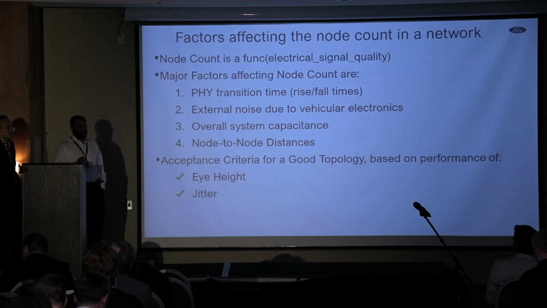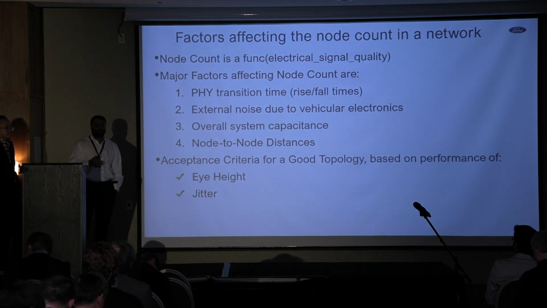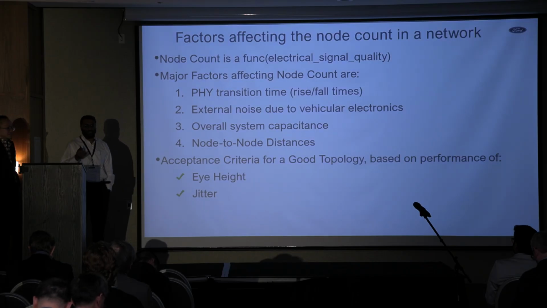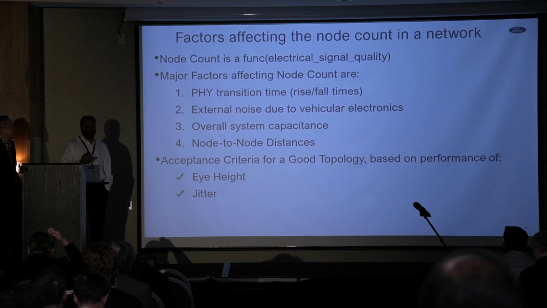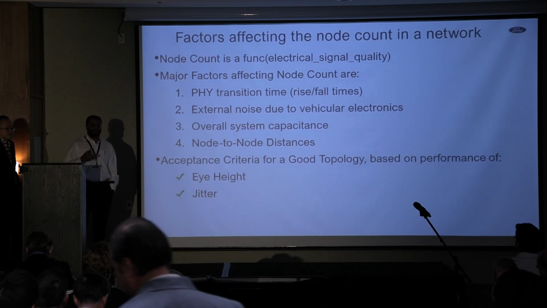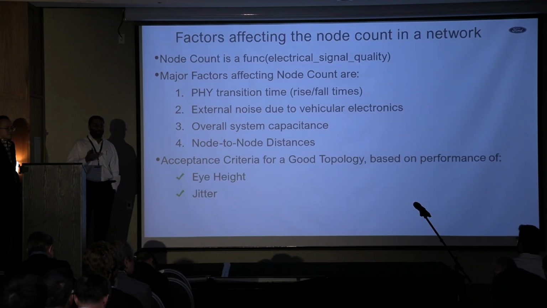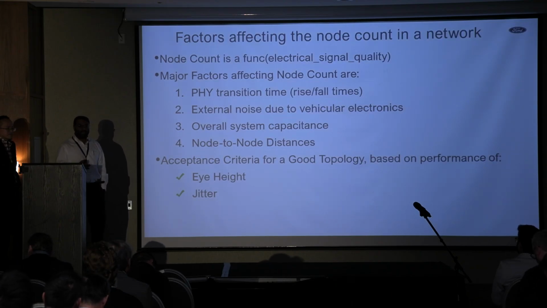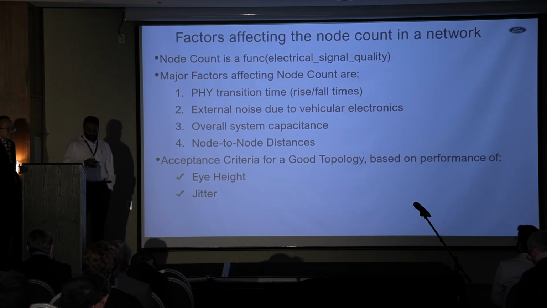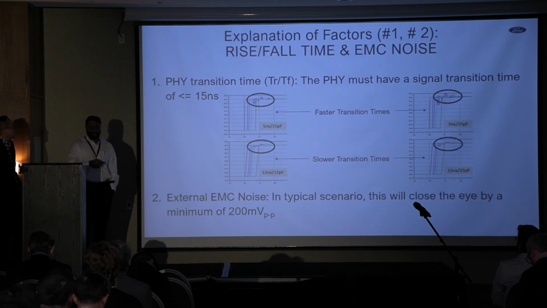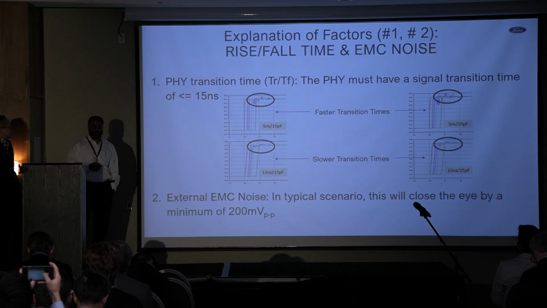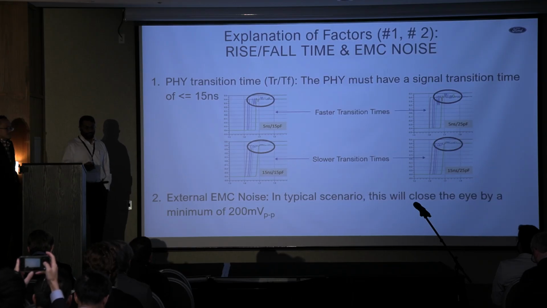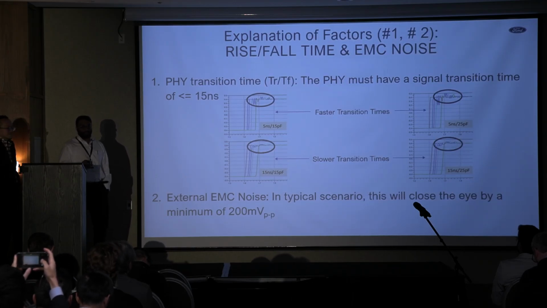And as with any testing, we needed to figure out what the acceptance criteria would be. For our signal integrity, we took two terms from the Open Alliance System Implementation Spec, which are eye height and jitter. So we evaluated our networks and setups based on the eye height and jitter of the signal. As we go into these four factors, I'm going to go a little deeper into each of them. The first two factors are rise and fall time and the EMC noise.